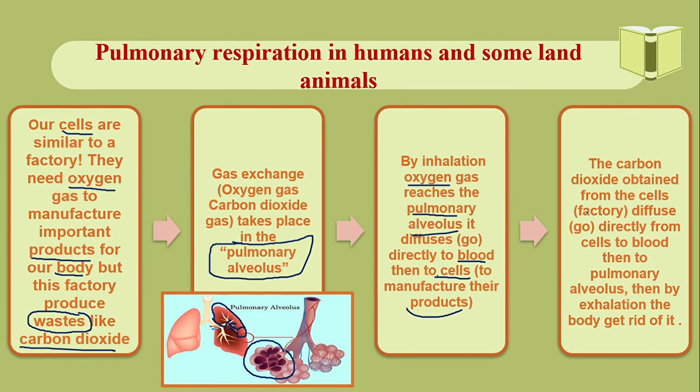As we said, this factory will make wastes. An example of these wastes is carbon dioxide. Carbon dioxide will not remain in the cells. It's harmful. So who will carry now the carbon dioxide from cells to the pulmonary alveoli? Yes, the delivery again, the blood. So carbon dioxide will diffuse, go from cells to blood, and from blood directly to pulmonary alveolus. And by exhalation, we will get rid of carbon dioxide.